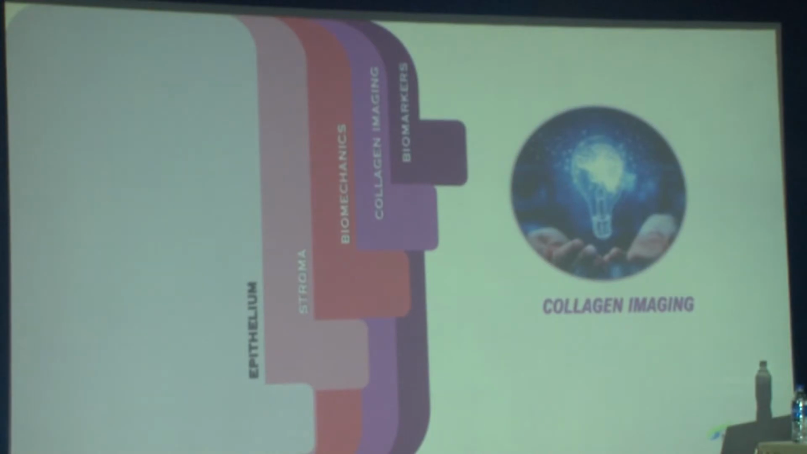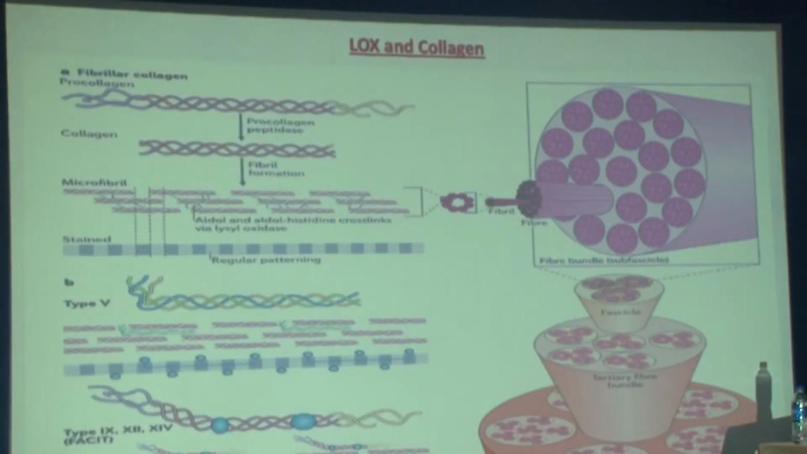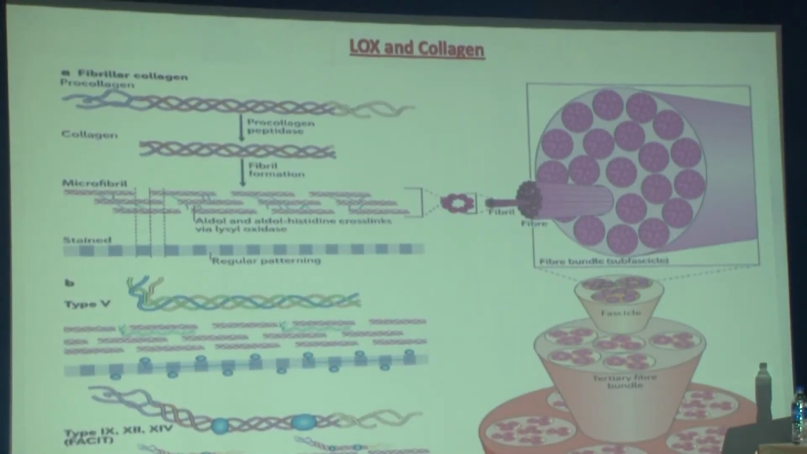Something very interesting which is coming up is collagen imaging. Now, the stroma comprises collagen. There are collagen bundles present in the cornea, which are responsible for maintaining the strength and the shape of the cornea. And if the collagen fibers are weak, or if they are not held properly, they start slipping away, and that's when you develop keratoconus disease.